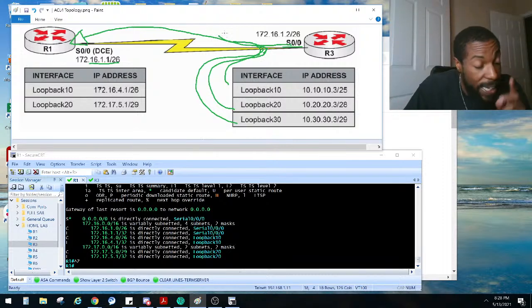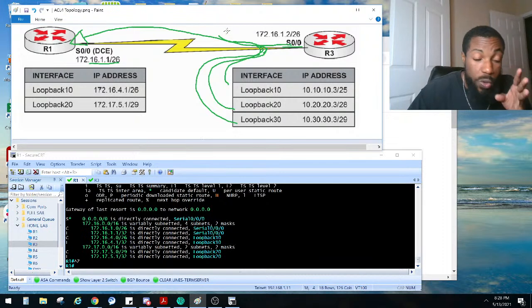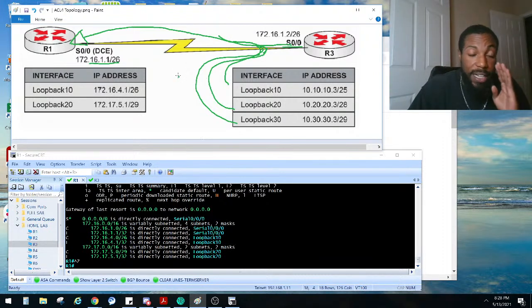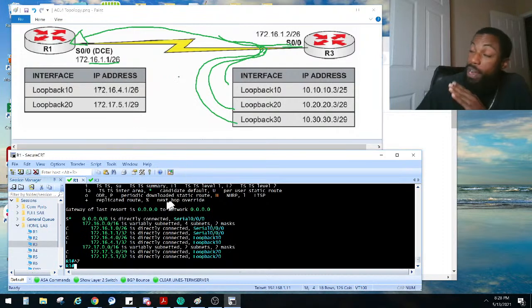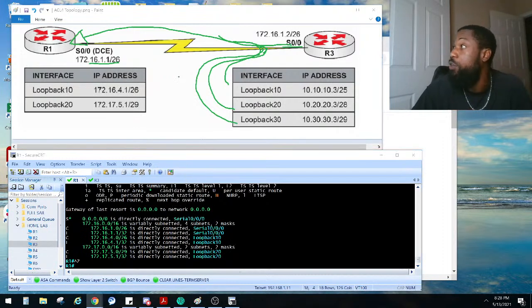That's why I like saying, use real hardware if you can. Use GNS3 if you can. Use EVE-NG. Use CML or whatever. But I don't think you can change the source interface. If anybody's using Packet Tracer in here, let me know. But I don't think you can do that.